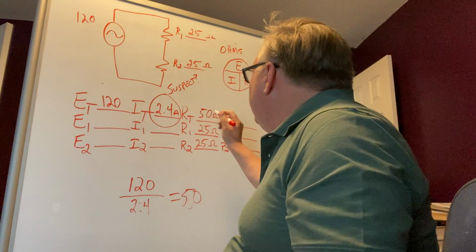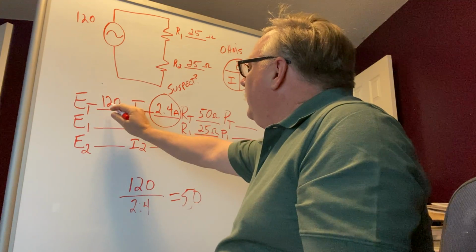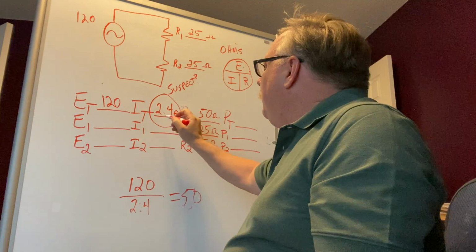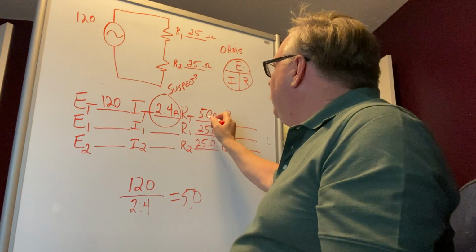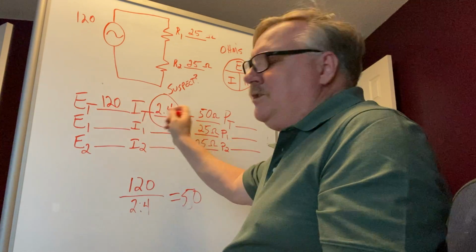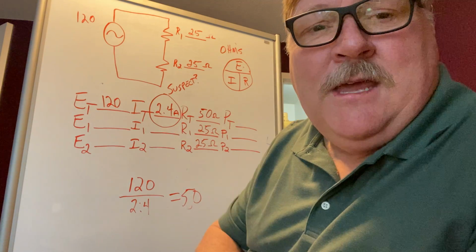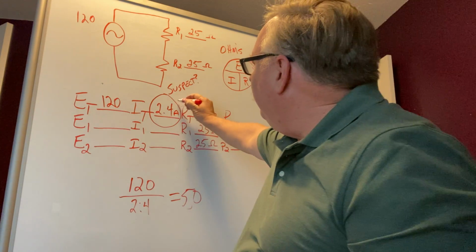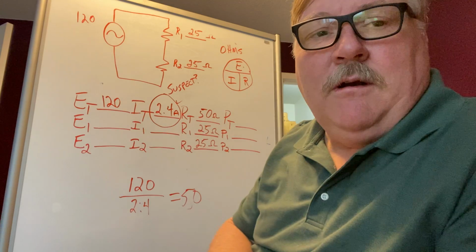So we can confirm this. We can take 120 and divide it by 2.4. We can take our 2.4 and multiply it by 50, but either way, we can check our work on that, okay? So once we've done that, we've confirmed it. 2.4 amps is what our answer is.